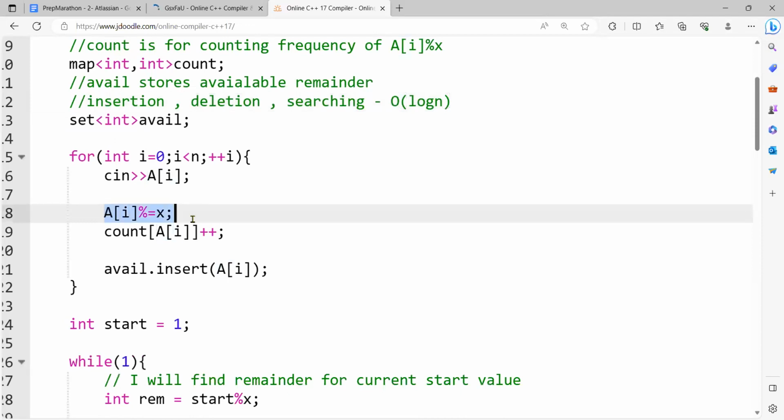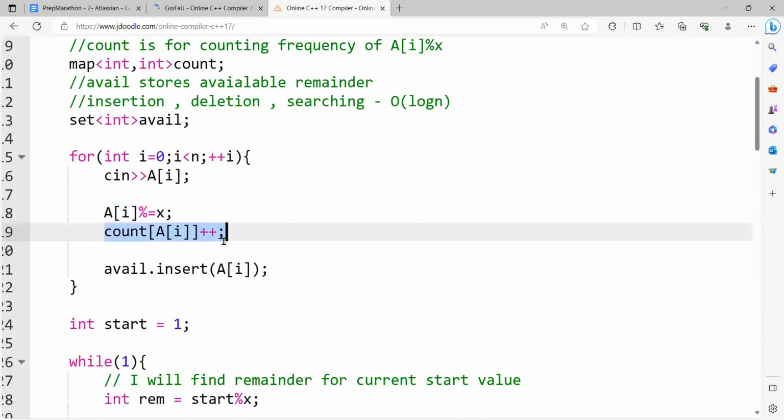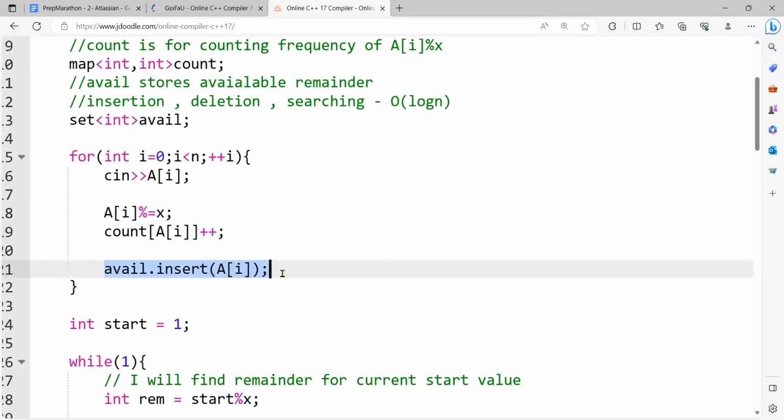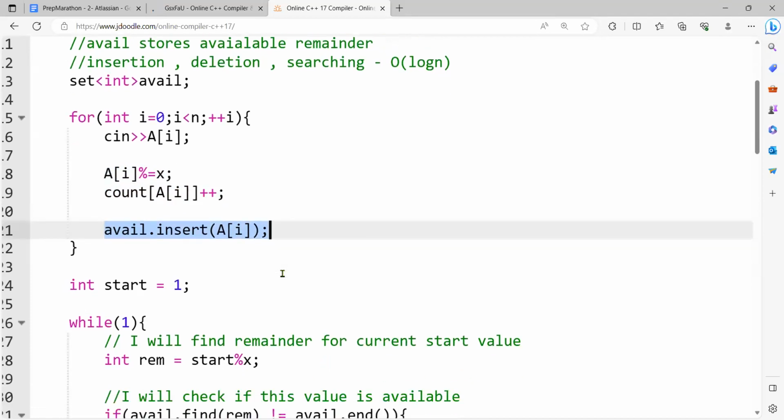So what we are doing here, A[i] mod X, is making the extreme initial state of this array. We are converting to the basic stage from where we got these values. After that, we are taking care of their frequency. We are storing those frequencies in the map, and we are also inserting the value in the set. We'll see why we use both map and set at once, because this helps a lot. Set is very useful because insertion, deletion and searching is log of n. You'll see why we are using set in a second.